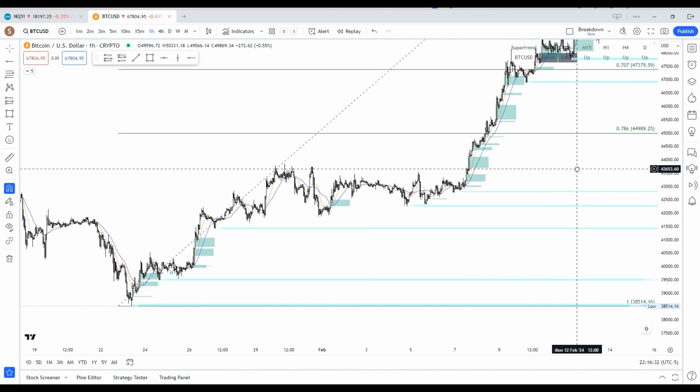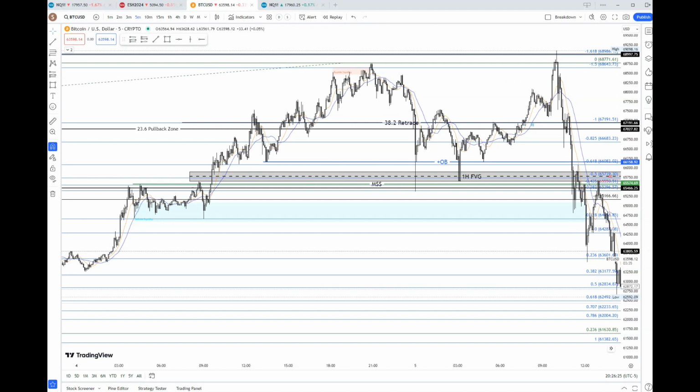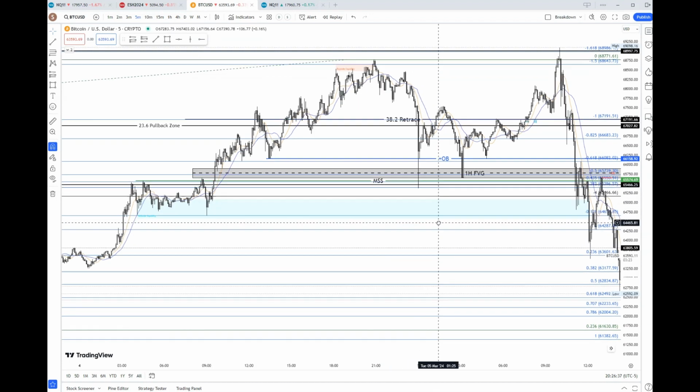Let's get into it. All right, so coming back into it, I believe where we left off was about right here. A lot of volatility.